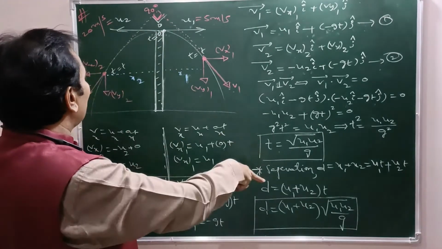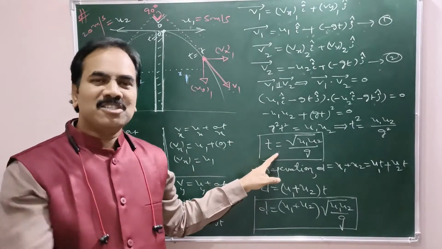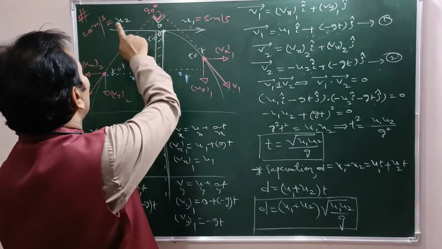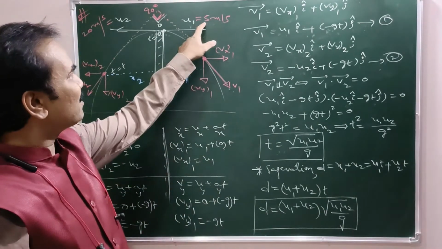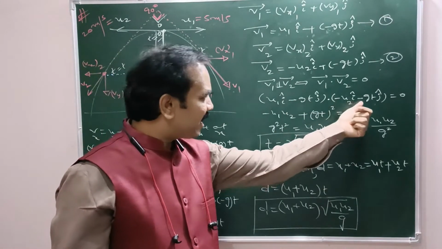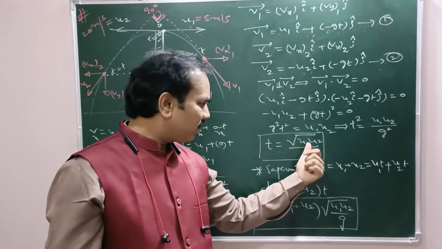They take their own parabolic paths, and after this much time they move perpendicular to each other. Now what is the time? Root u1 u2 by g, where u1 means 5 and u2 means 20. Here no need to consider the negative sign. Take the positive sign, because the sign convention is already taken care of somewhere here, so no need to substitute it again.